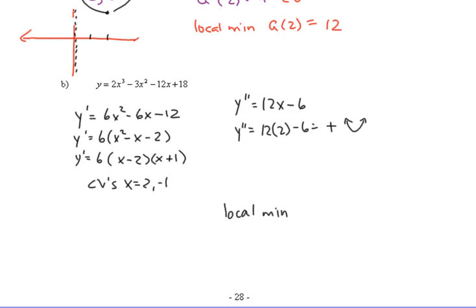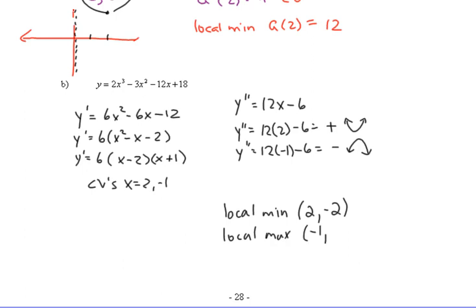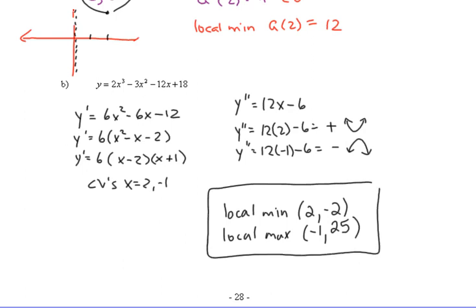At 2, what did you get? What was the point at 2? Negative 2, thank you. When you plug in negative 1, you get a negative. So that's concave down, so you know it's a local max. And I believe it's negative 1 and 25. And that's what we should get. Okay.